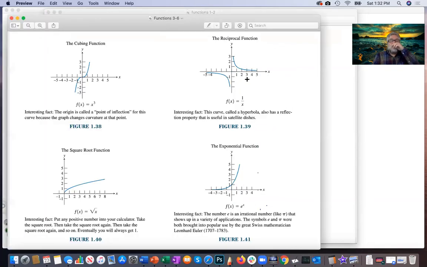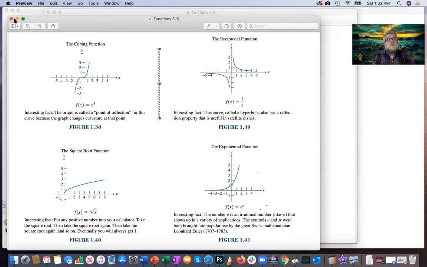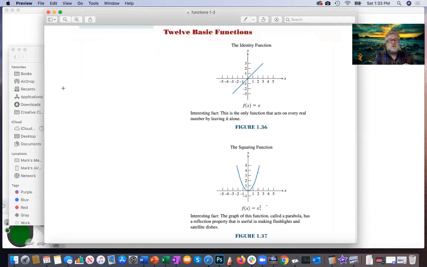Numbers 3, 4, 5, 6. These are not numbered in any specific order. The cube function, y equals x cubed. So you'll notice, first of all, oops, sorry, stop. I don't know what's going on there. Let's stop that. Let's close it and open it again.